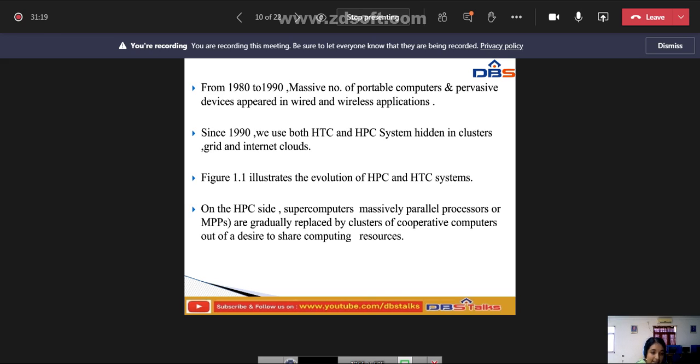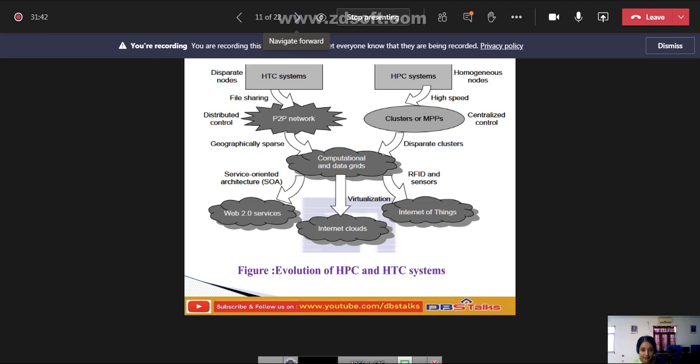Whatever technologies we are using since 1990, both HPC and HTC systems, are hidden in the cluster, grid and internet clouds. I have a small figure here. This is the evolution of HPC and HTC systems.